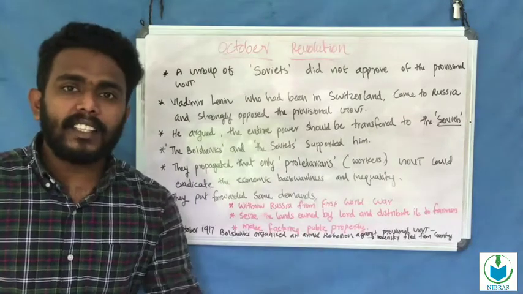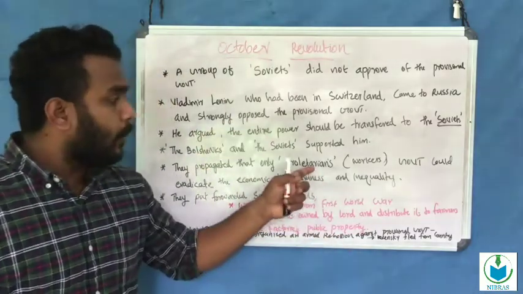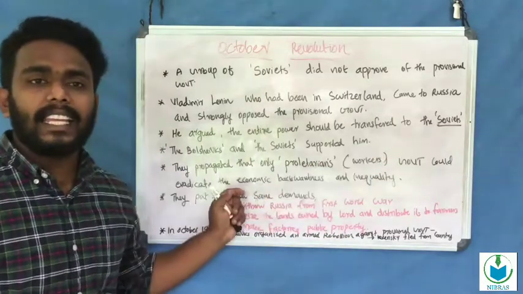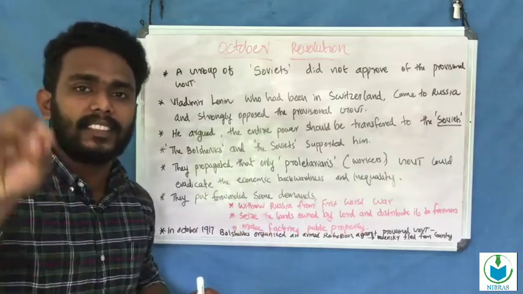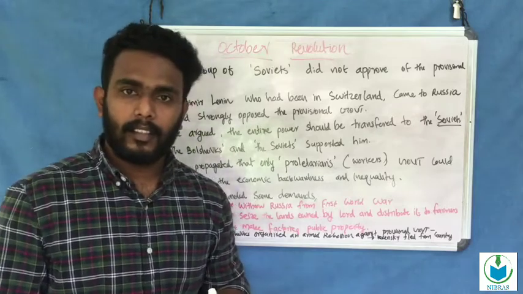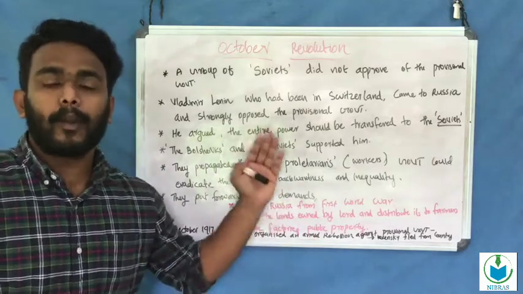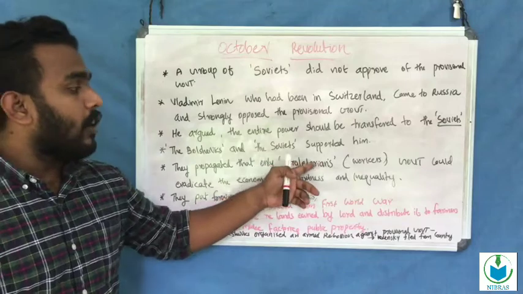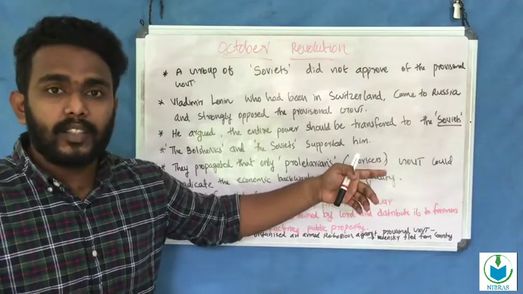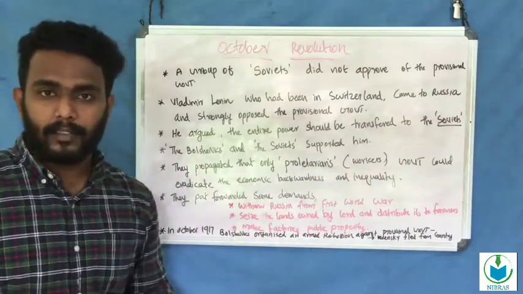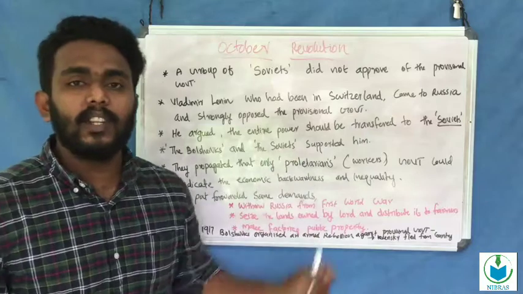At that time, the Bolsheviks and the Soviets also supported him, and they propagated that only a proletarian government could eradicate the economic backwardness and inequality existing in society. The Bolsheviks, Lenin and the Soviets argued that a proletarian government should come to Russia, as it alone could eradicate the economic backwardness and inequality.